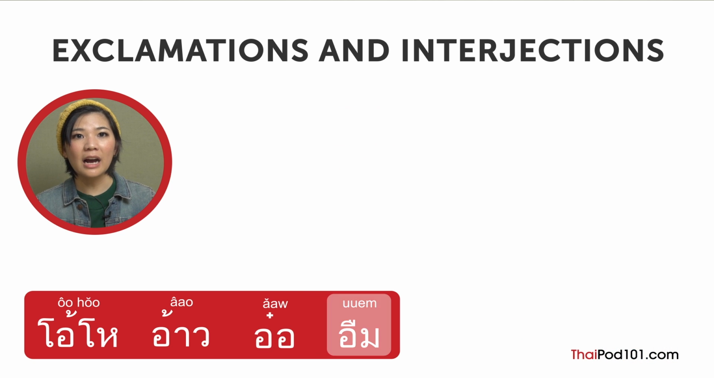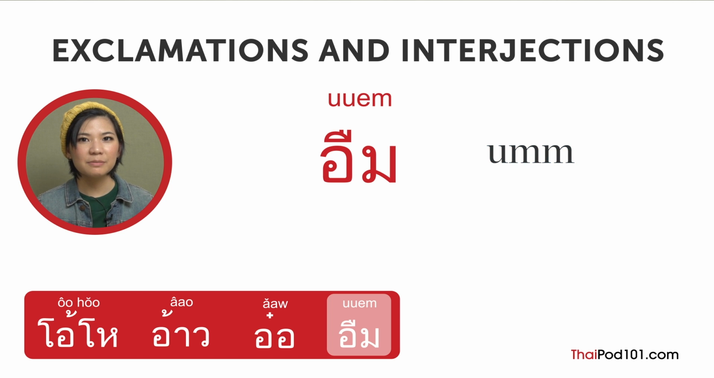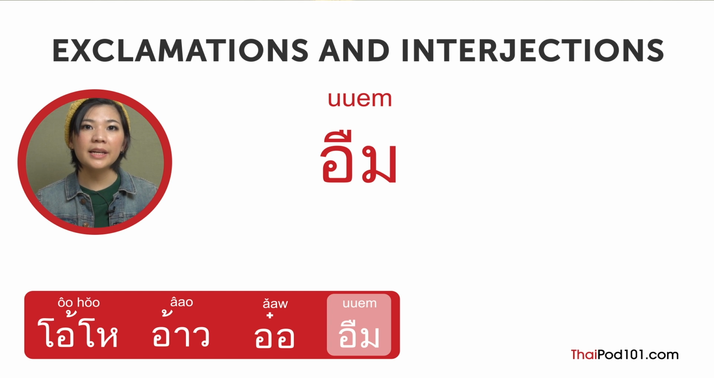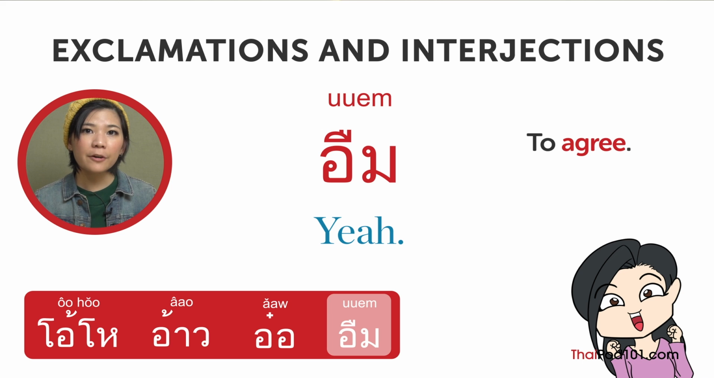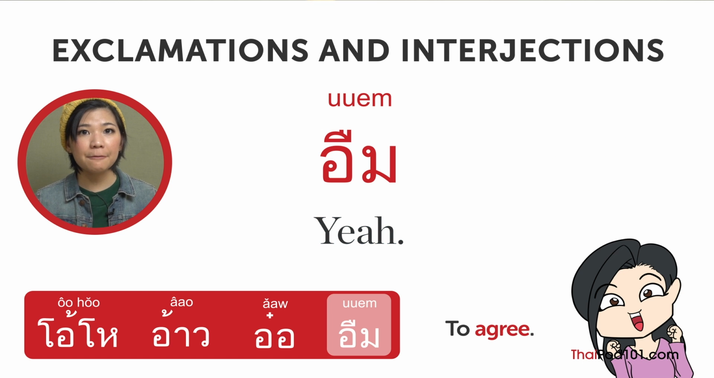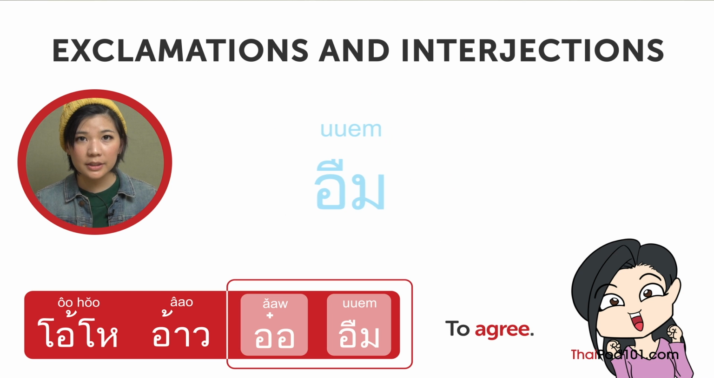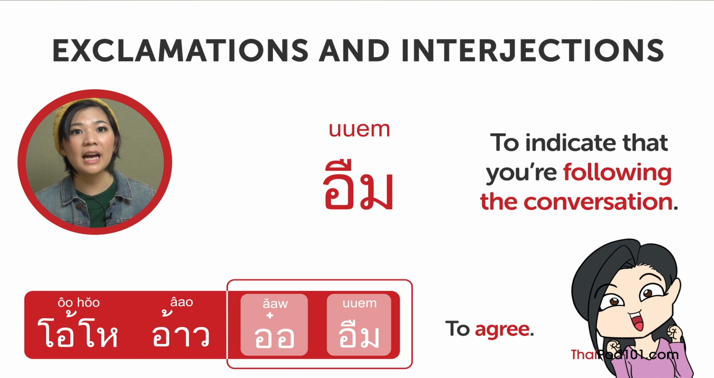And the last one I'll teach you is เออ. This sounds quite similar to "er" in English, but it has a completely different meaning. The meaning of เออ in Thai is to agree, similar to saying yeah. For example, someone asks if you want to eat fried rice. You can respond เออ ก็ได้, yeah, sure. Just like อ๋อ, เออ alone can also mean that you are agreeing or following what the other person is saying.